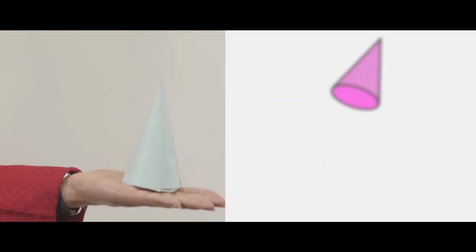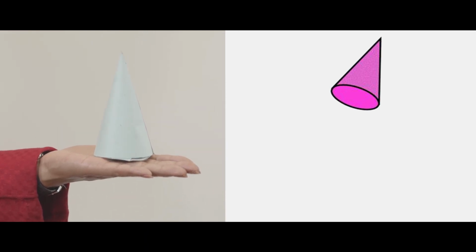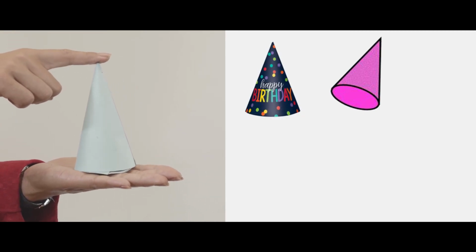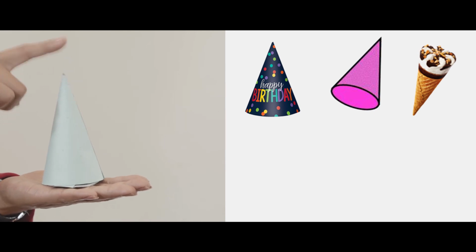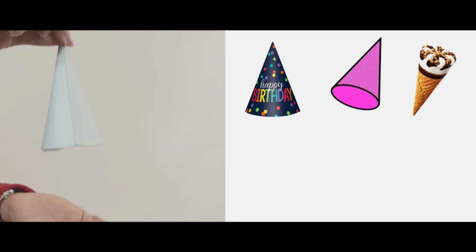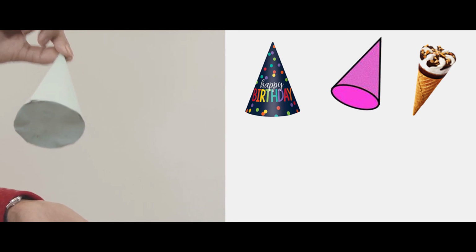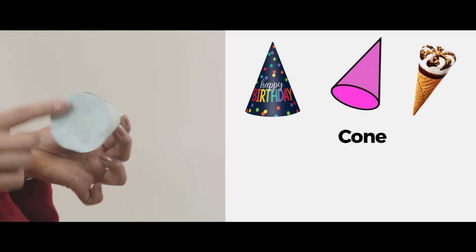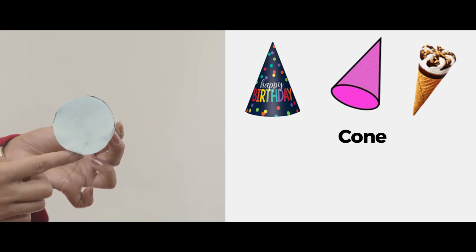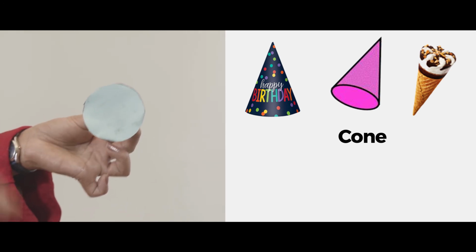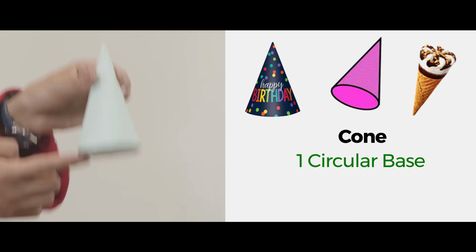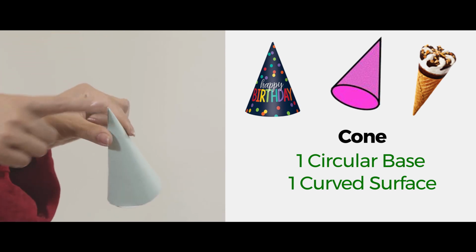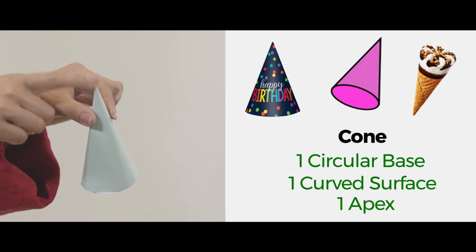Now, take a look at this shape. This shape looks similar to a birthday hat or a cone ice cream, right? So, the name of this shape is a cone. Now look at this shape carefully. Do you see a circular base here? Okay. A cone has 1 circular base. Then it has 1 curved surface. Then it has a top vertex here, the apex.